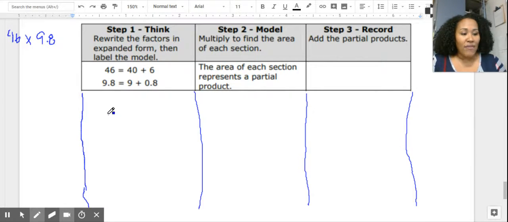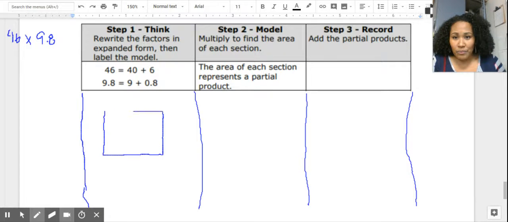So if I have, let's start right here. If I have 40 right here, 6 is going to be way down here, and it's going to be a lot smaller. Am I right? And we're going to bring it all the way across. So here is our 6. All right, so we have our 46 represented.